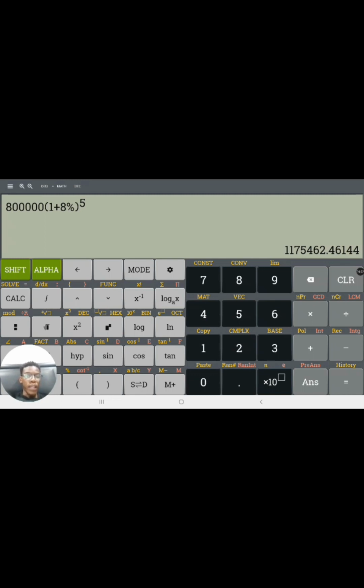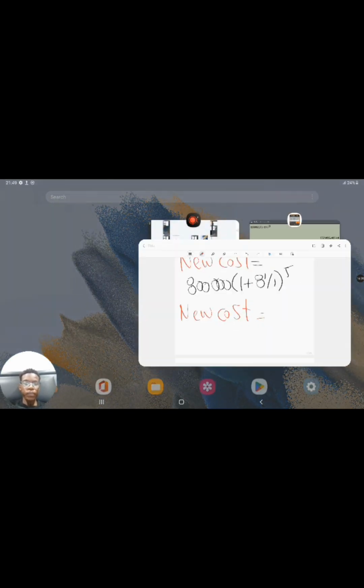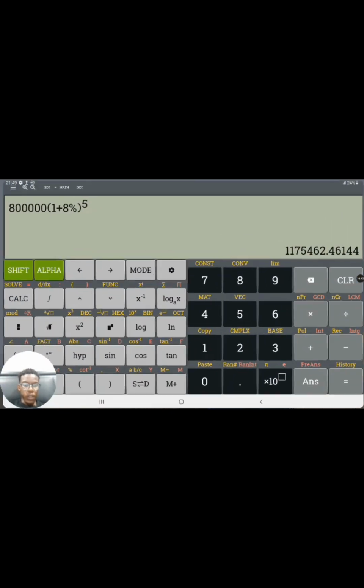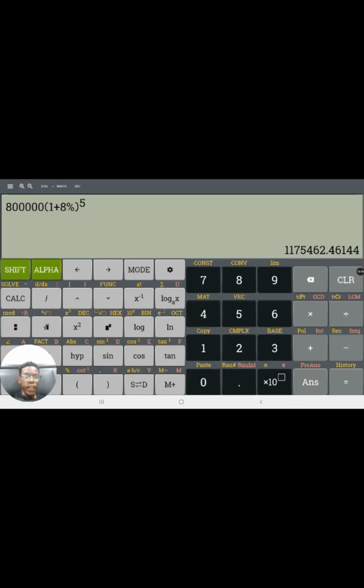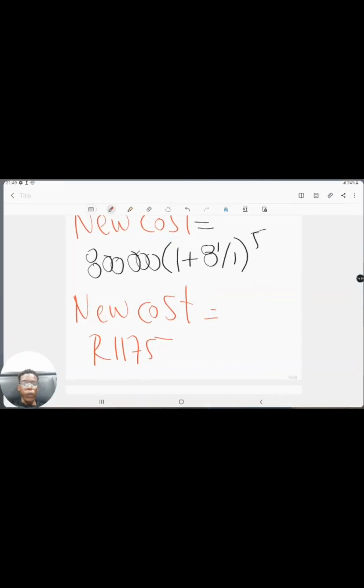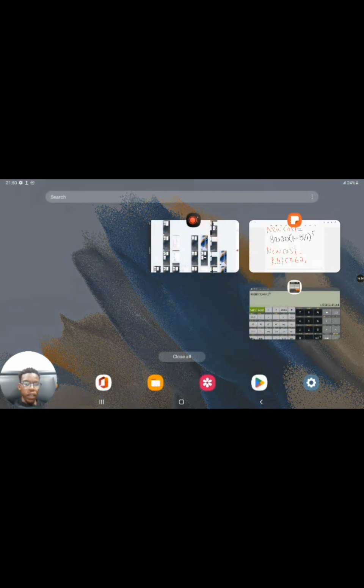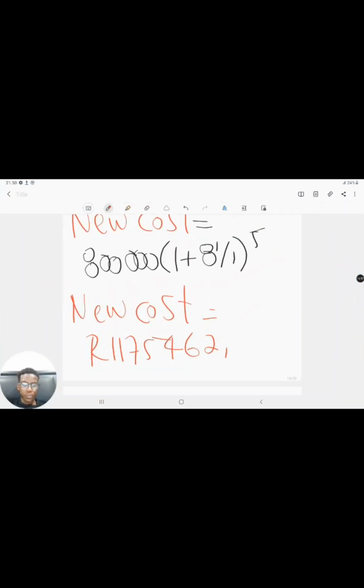1,175,462. Okay, so let's write that down. The new tractor will be worth 1,175,462, comma, how many cents? 46 cents. Okay, so this is 1,175,462 rands and 46 cents.